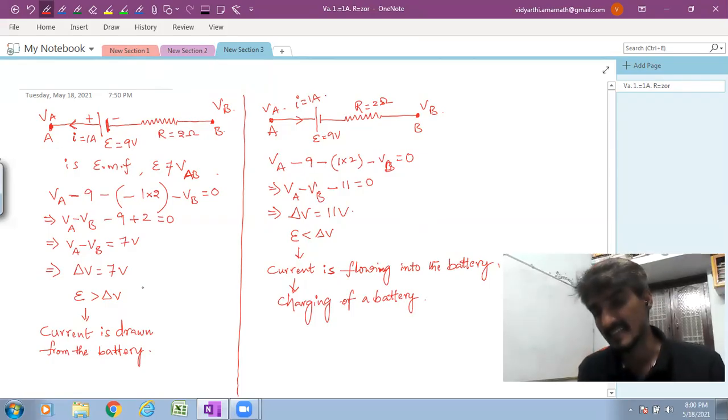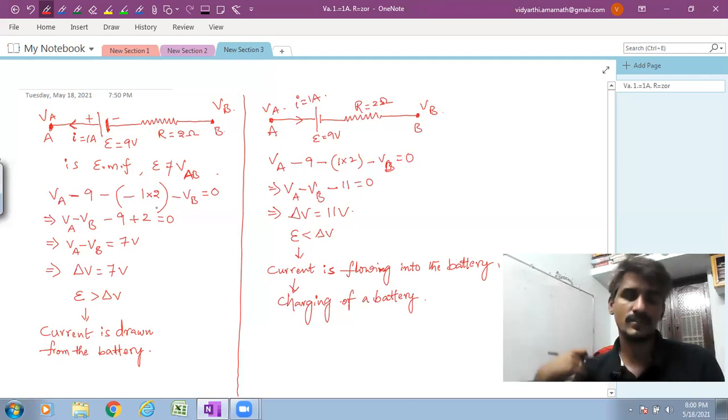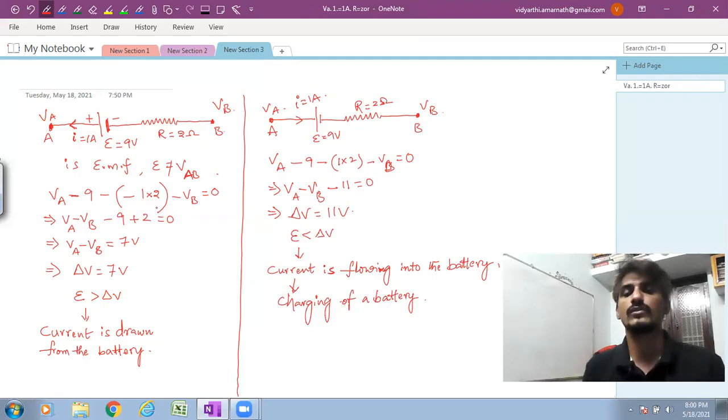When can we say that a certain current is drawn from the battery? In such a situation, we can say that e.m.f and delta V are not the same. If both are not the same, then some current is flowing through it. Either some current is utilized by it or some current is flowing through it. Understand? These are the two different situations.